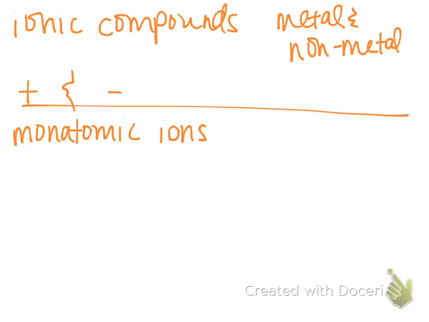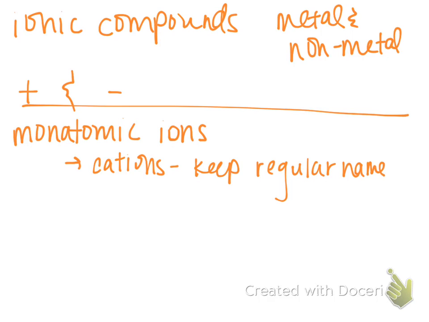What do you think monatomic means? What's the prefix mono mean? One. It means one. So monatomic ions means these are single atom ions. These are the easiest ones. Monatomic ions. This is how you name them. Cations keep their regular name. So really not too difficult. So if you look at the example, lithium, look at lithium plus 1.